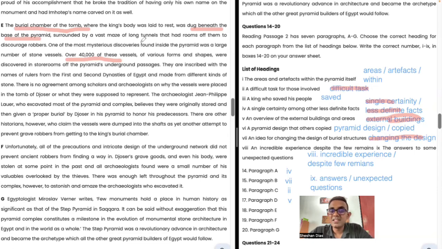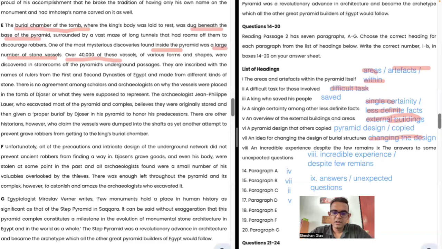One of the most mysterious discoveries found inside the pyramid was a large number of stone vessels. So they're clearly talking about the things that have been located, the artifacts that have been found inside the pyramid. All right, within the pyramid itself, right? So that's here. Areas and artifacts within the pyramid.